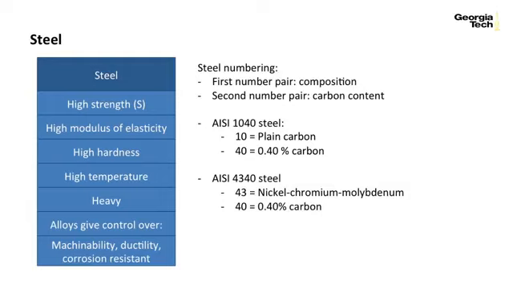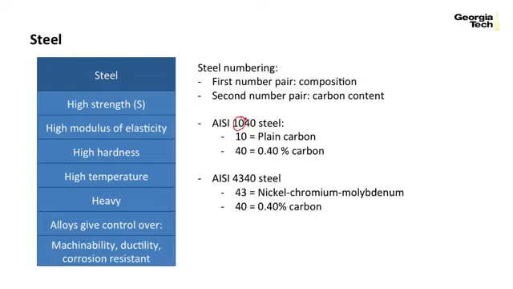So let's start out with steel. Last module we talked about how strong steel is. The numbering sequence for steel will typically be four numbers. The first number pair will indicate the composition code of steel. So for example, 10 in this AISI 1040 steel indicates that the steel is a plain carbon steel. There are no other alloying elements in there.